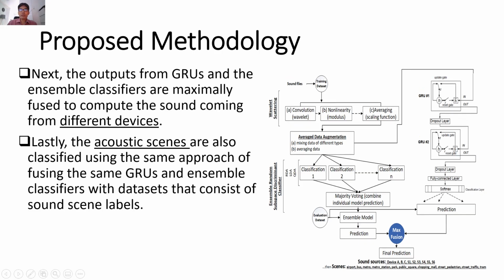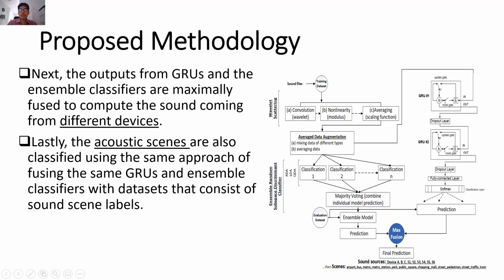And then next, if you look at the right-hand side of this flowchart, the output of GRUs and the ensemble classifier are maximally fused to compute the sound coming from different devices. So as I mentioned, we use a GRU and then there are predictions, and we fuse it with the one that we've done previously to have a final prediction of the device, whether the sound comes from different devices.